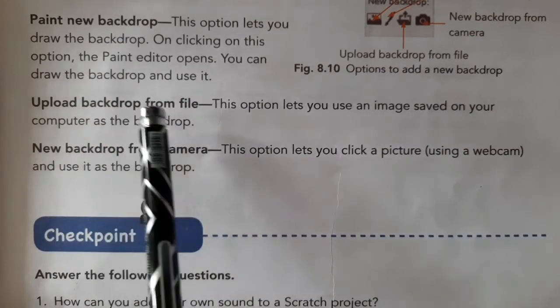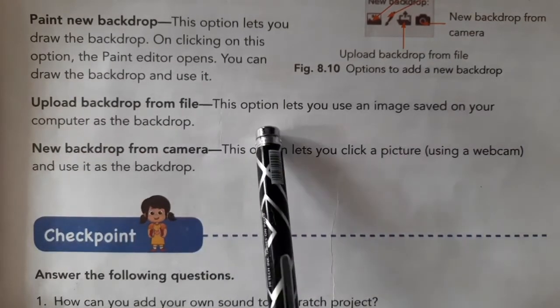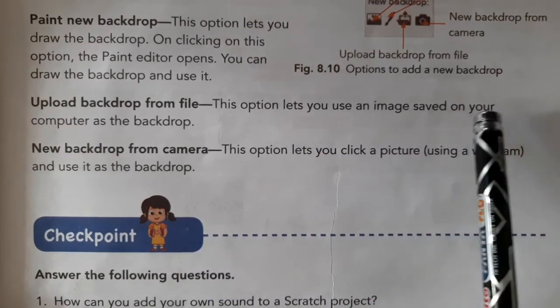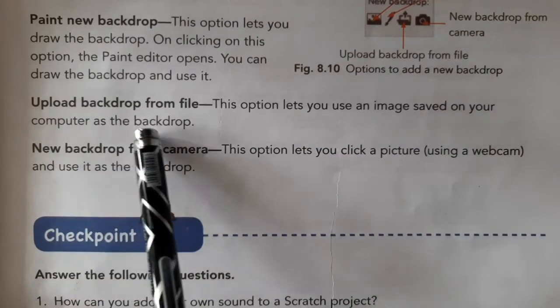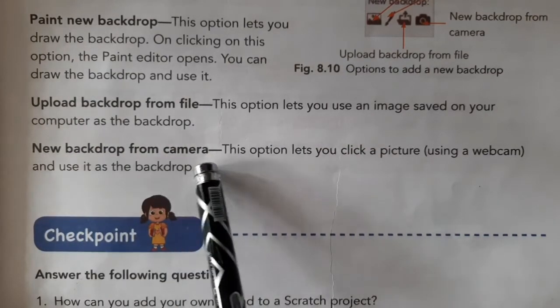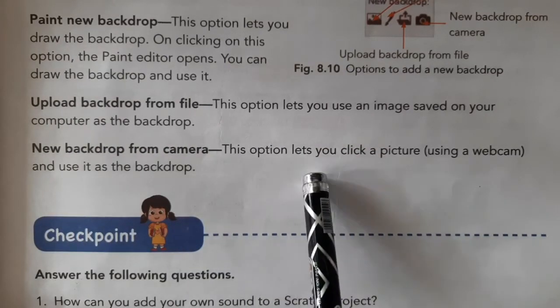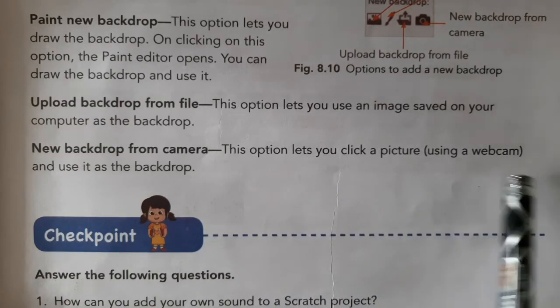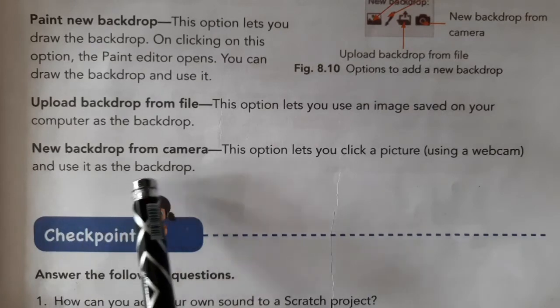Upload backdrop from file. This option lets you use an image saved on your computer as the backdrop. New backdrop from camera. This option lets you click a picture using a webcam and use it as the backdrop.